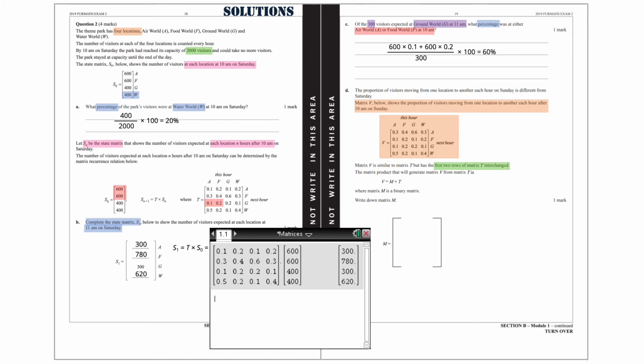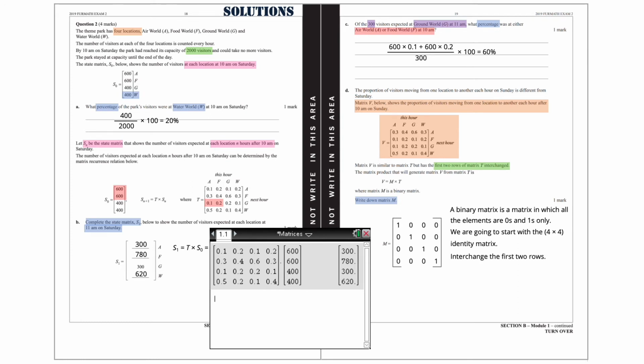The matrix product that will generate matrix V from matrix T is V equals M times T, where matrix M is a binary matrix. Write down matrix M. First of all, a binary matrix is a matrix in which all the elements are zeros and ones only. We are going to start with the 4x4 identity matrix. And now we interchange the first two rows. And this is matrix M.